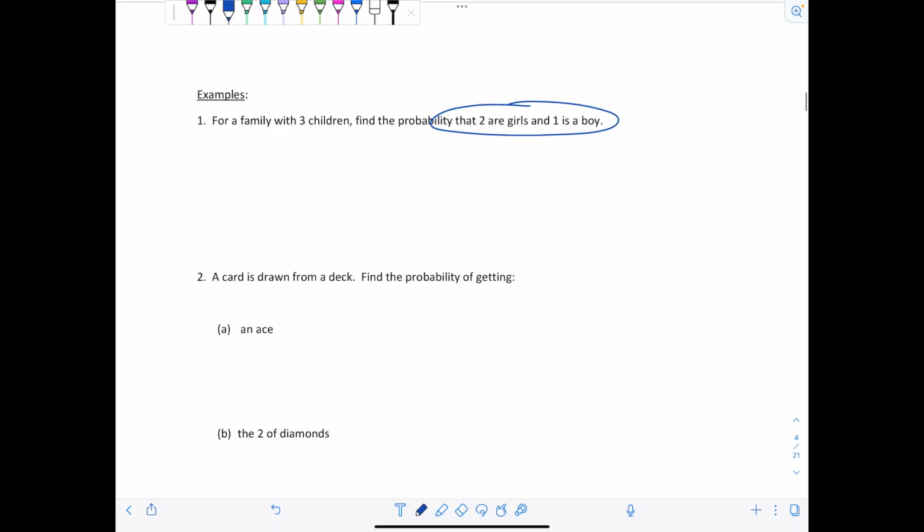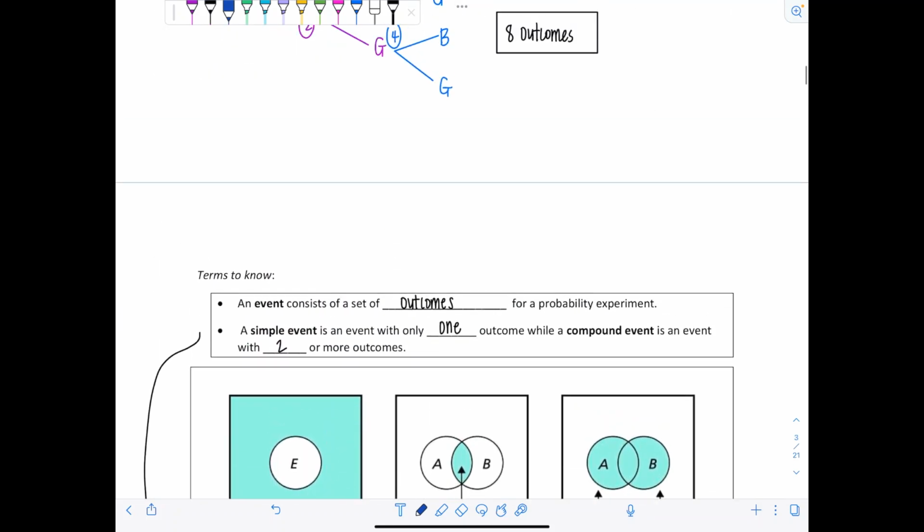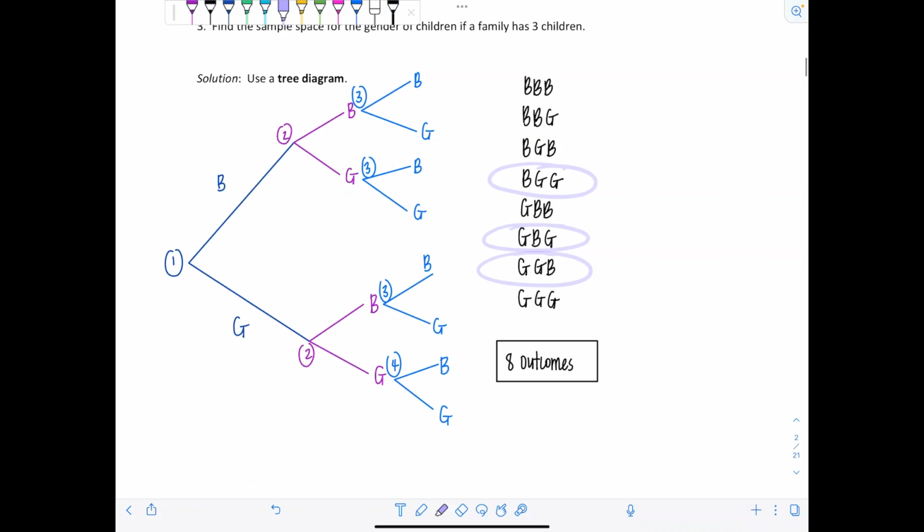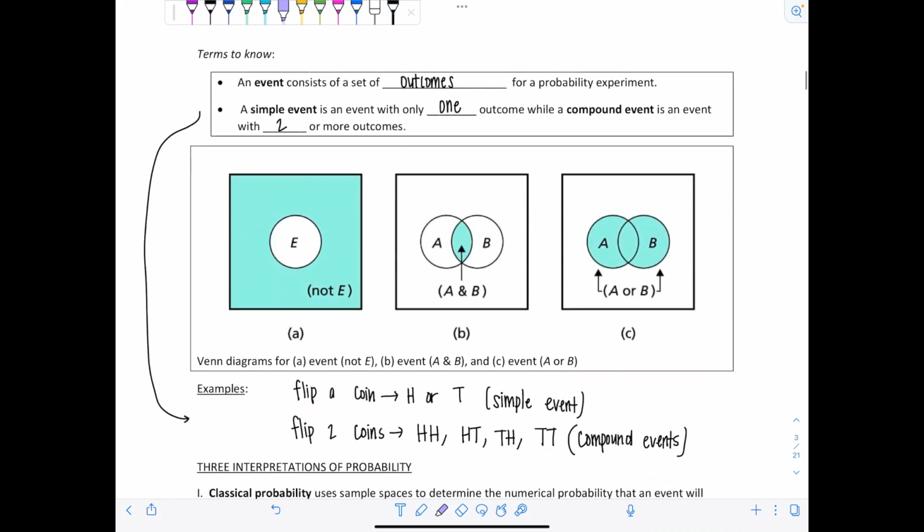Okay, so let's actually go back and look at that sample space. We want the ones where there's 2 girls and 1 boy. So that's here, here, and here, right? Those are all of the outcomes that resulted in 2 girls and 1 boy. That's 3 different outcomes, and there were 8 total.